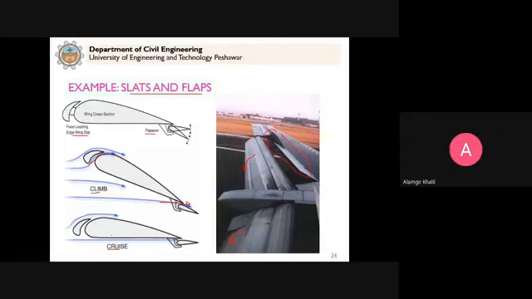The reason is that pushing these flaps down will increase the drag force. And this is what we want during landing of the aeroplane: we want to increase the drag force so that the aeroplane can stop as soon as possible.